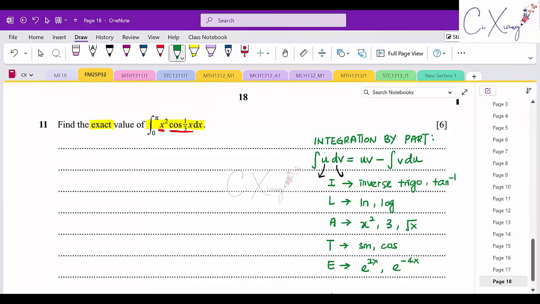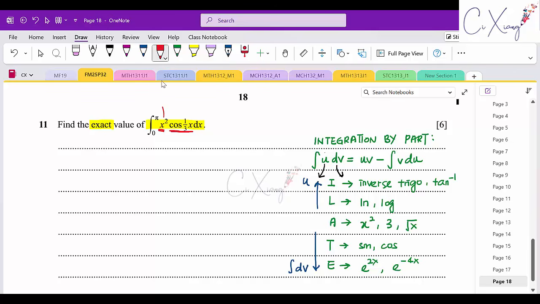and so on. When we group our functions into these few types of groups, you need to know that the higher group will be the u, the lower group will be the dv. So basically this is what we are using. All the rules here you need to remember: the higher group will be the u, the lower group will be the dv.